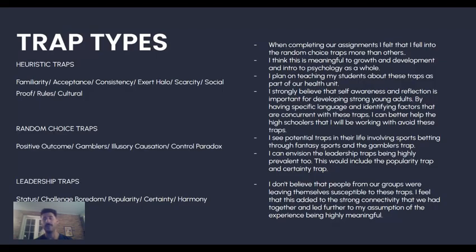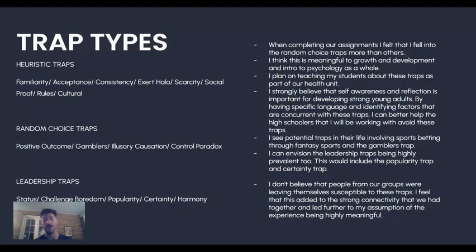By having specific language and identifying factors that are concurrent with these traps, I can better help the high schoolers that I will be working with avoid these traps in their own life. I see potential traps in their lives involving sports betting through fantasy sports and the gambler's trap. I can envision the leadership traps being highly prevalent too. This could include the popularity trap and certainty traps.